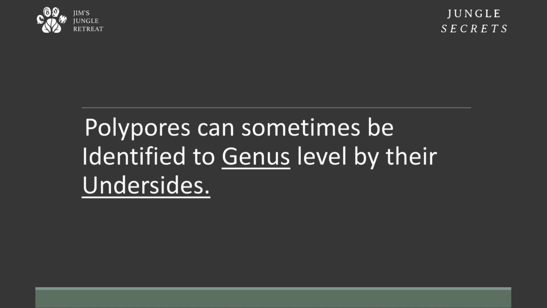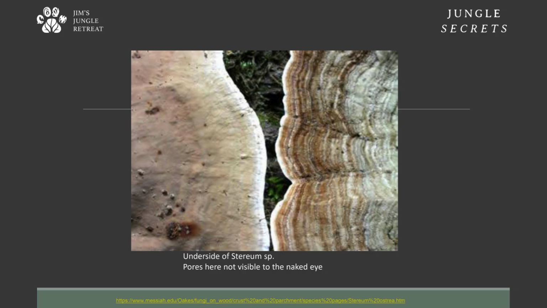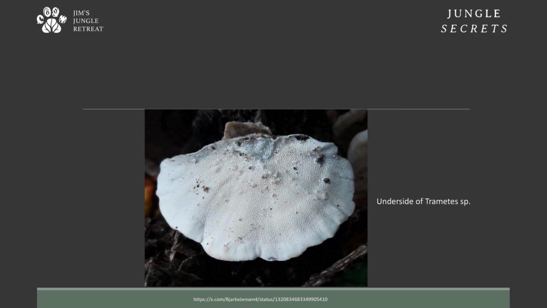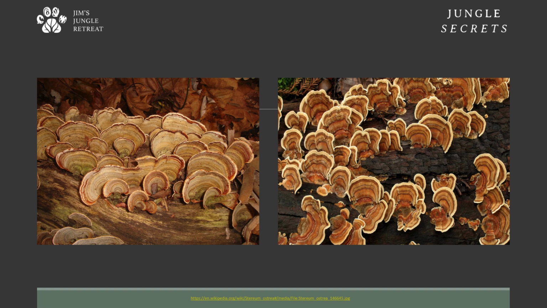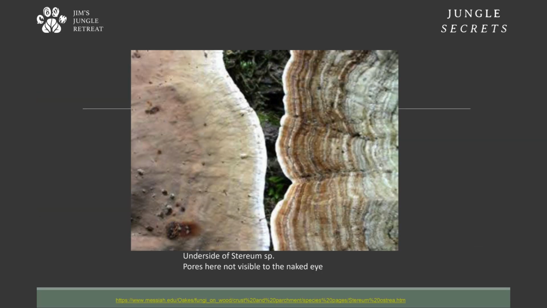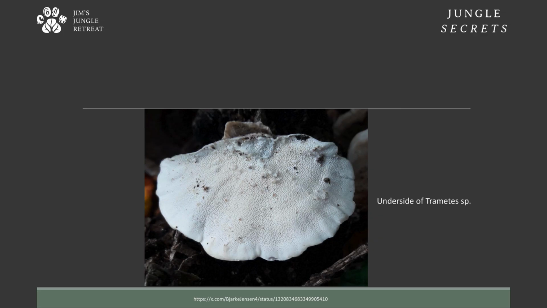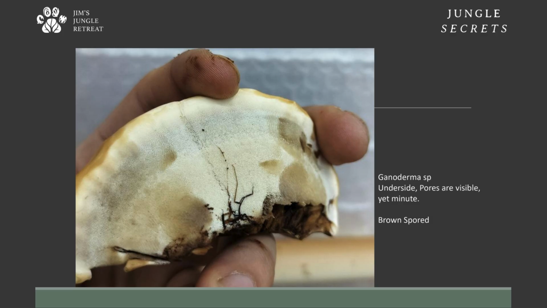So how do you identify a polypore? Polypores can sometimes be identified only by their undersides. And to prove that, this is the underside of a sterium. A sterium on top looks like this. If the pores are not visible, it is a sterium. And this is the underside of a tramites. Over here, one of them is a sterium, the other one is a tramites, but you can't really make out which one is which until you go to the underside. So again, look below the mushroom, it gives you more information.